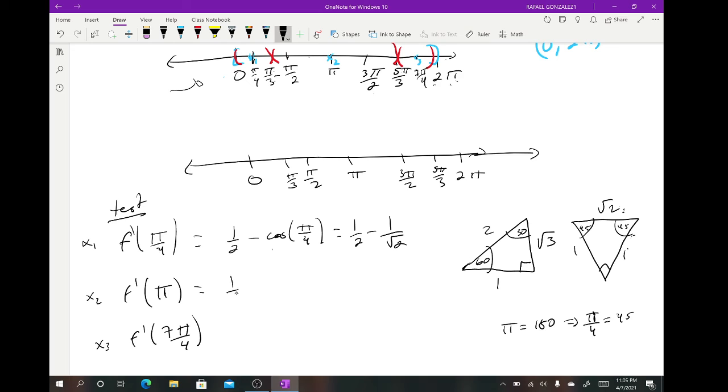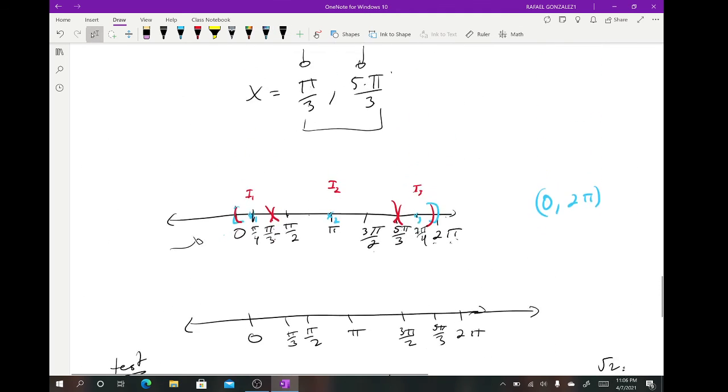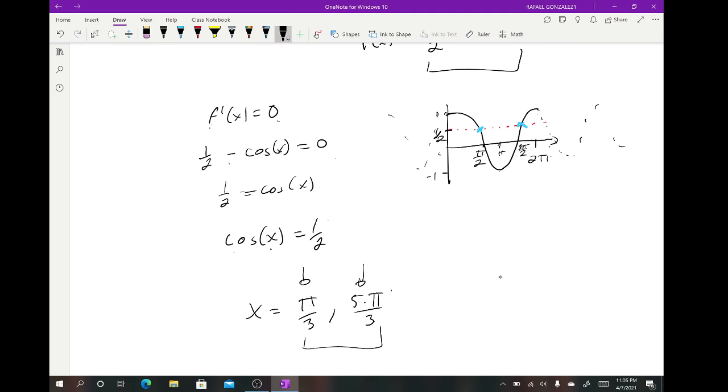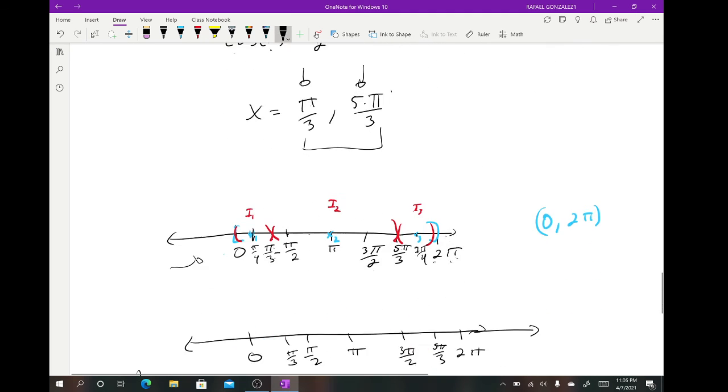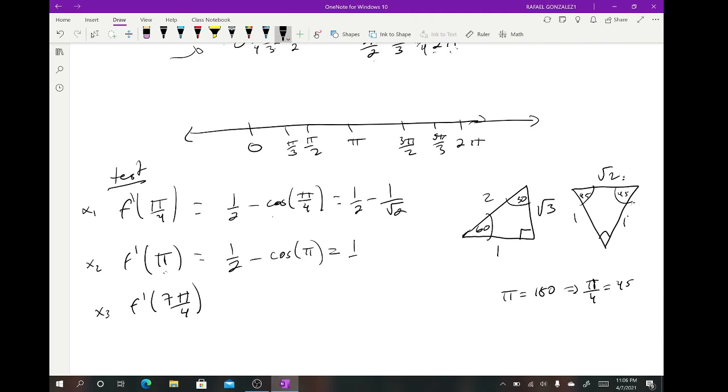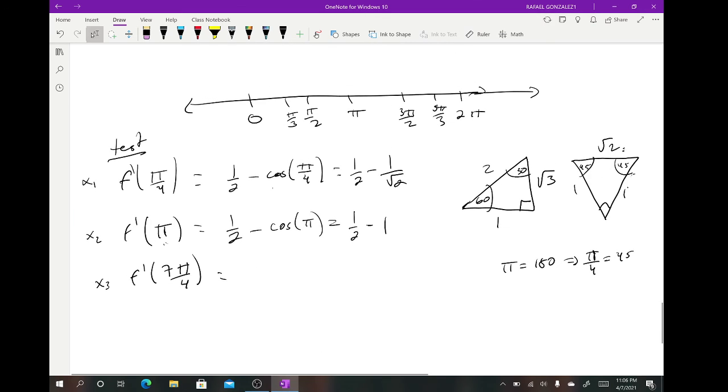Now for pi, we get this one from the general form, and we have that cosine of pi is minus 1. So here we have 1/2 minus the quantity minus 1. And then for the last one, again using the reference triangles, we have 7 pi over 4. Well, this is the same thing as 45 times 7, which is 315.